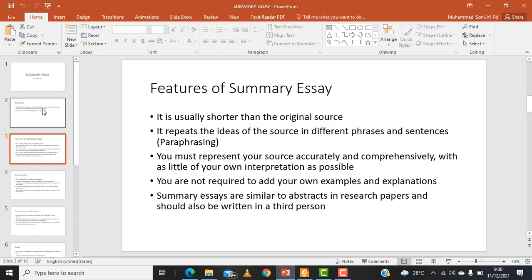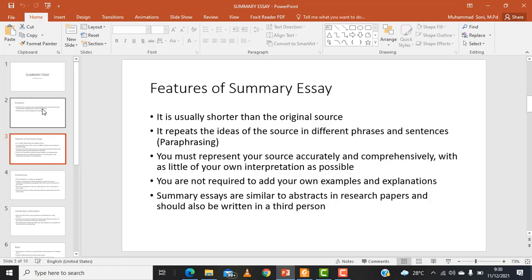Well, this is a very important thing that you have to consider when you write the summary essay. Keep in mind that you don't have to copy and paste from the original source into your summary essay. Instead, you have to write in your own words. You have to write in different phrases and sentences. So that's the skill of paraphrasing.